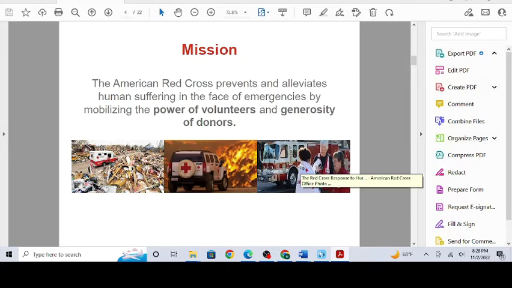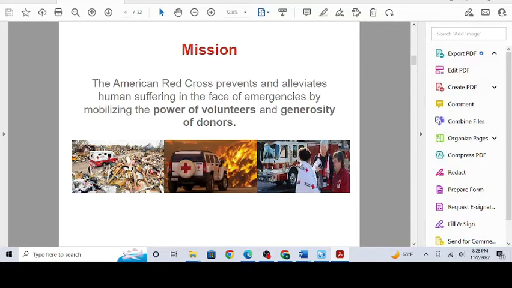Volunteers are very important to the American Red Cross. What I've heard is about 90% of the positions of the American Red Cross are volunteer positions. So if it wasn't for the generosity of volunteers willing to donate their time, the organization of the American Red Cross would be a lot smaller organization than it is today, and a lot less able to help people.